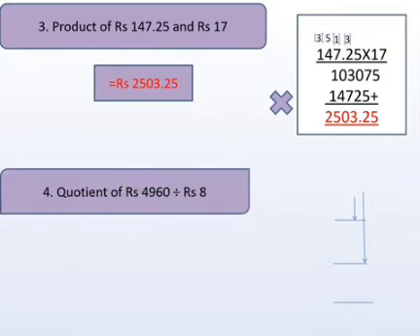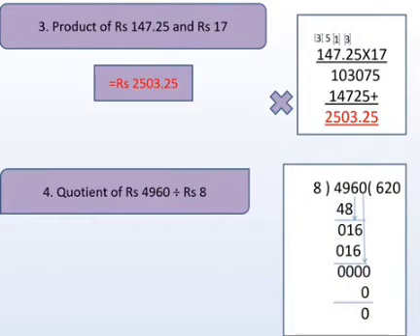Let us move on to fourth sum. Quotient of rupees 4960 divided by rupees 8. Let us find the quotient now. Go to the working column and you need to work out each and every problem. 4960 divided by 8. 8 6s are 48. So let us minus. 9 minus 8 is 1. 4 minus 4 is 0. So let us take one number at a time. Let us take 6 down. So it becomes 16. 8 2s are 16. So here 6 minus 6 is 0.